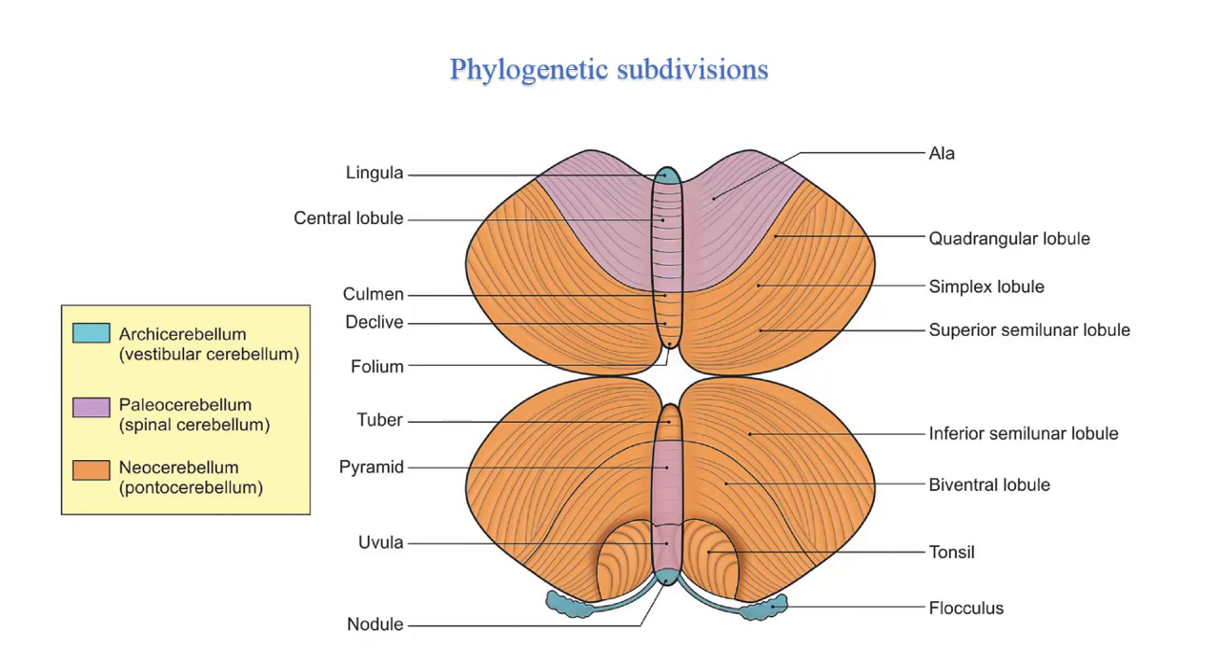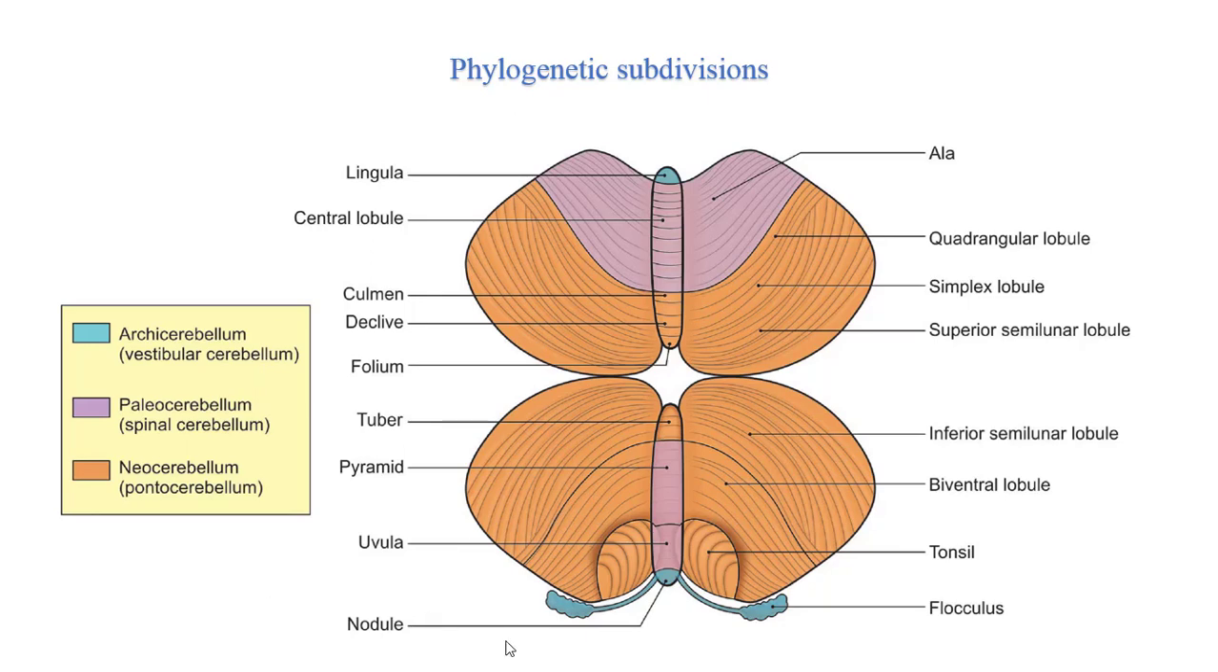Phylogenetically, cerebellum is divided into three subdivisions: archicerebellum, paleocerebellum, and neocerebellum. Archicerebellum or vestibular cerebellum is the oldest part of cerebellum and first to appear in aquatic vertebrates. Fishes and lower amphibians possess only this component of the cerebellum.